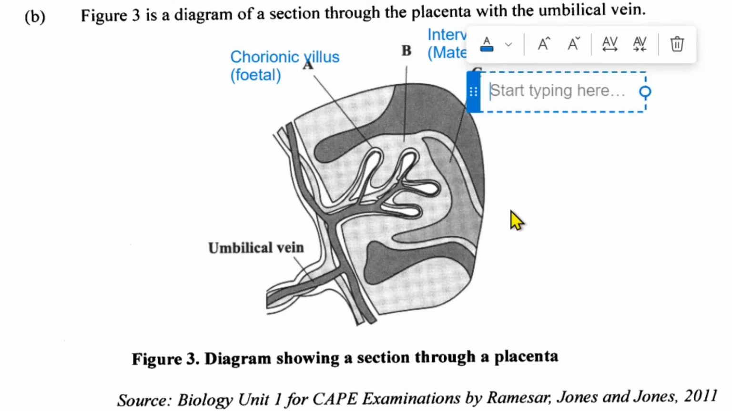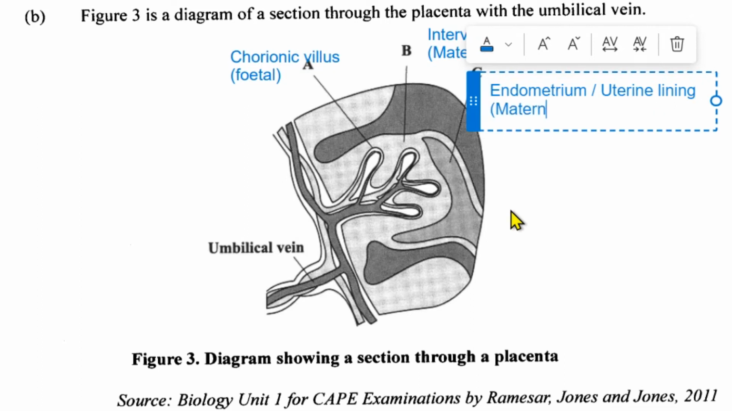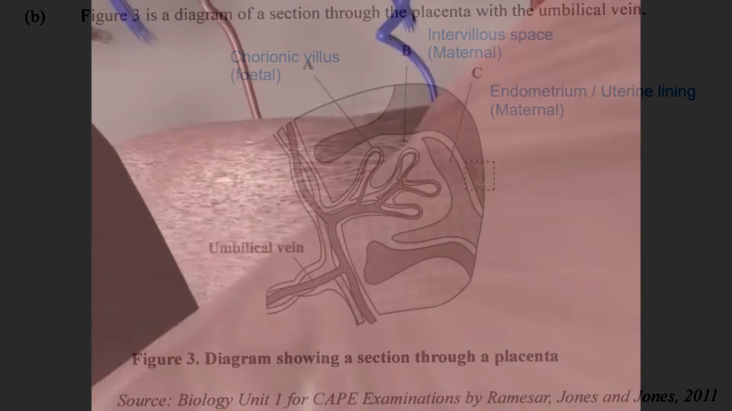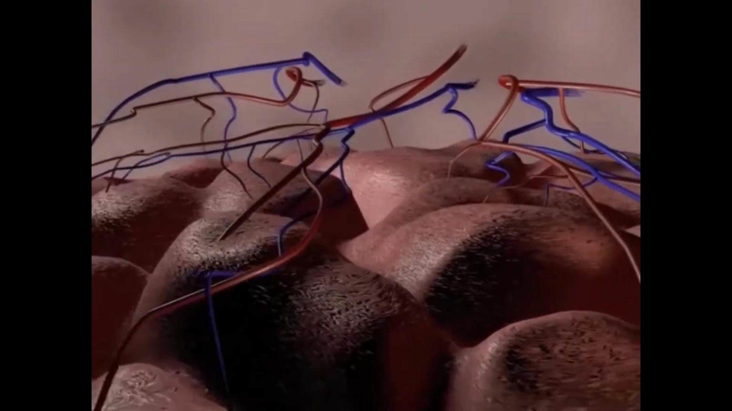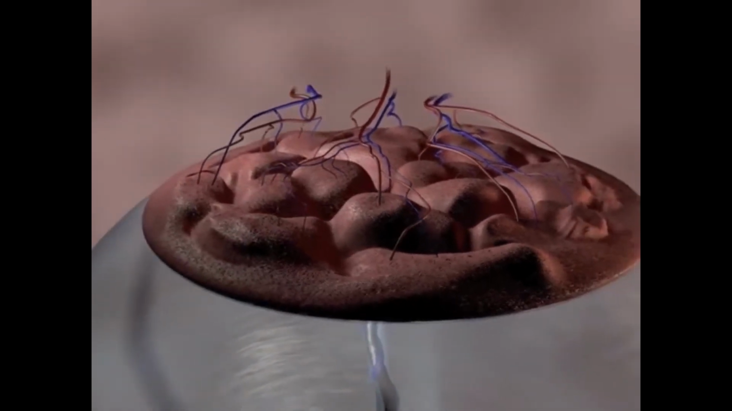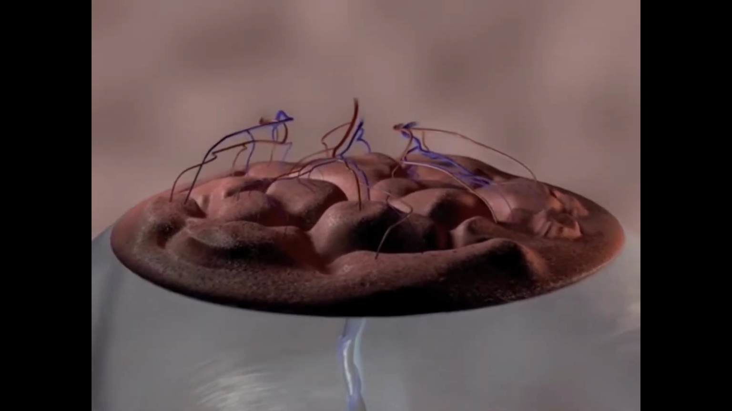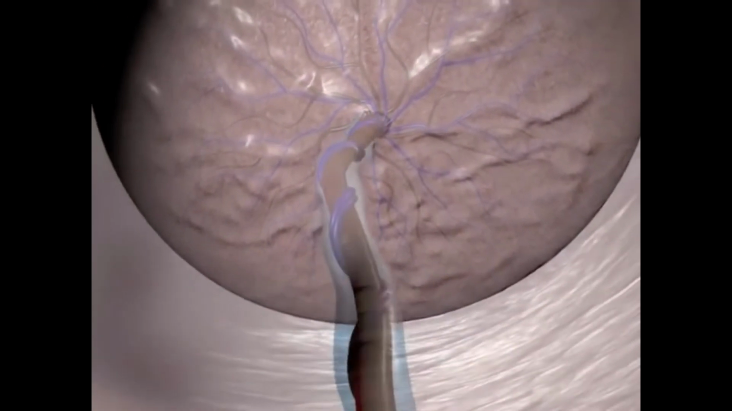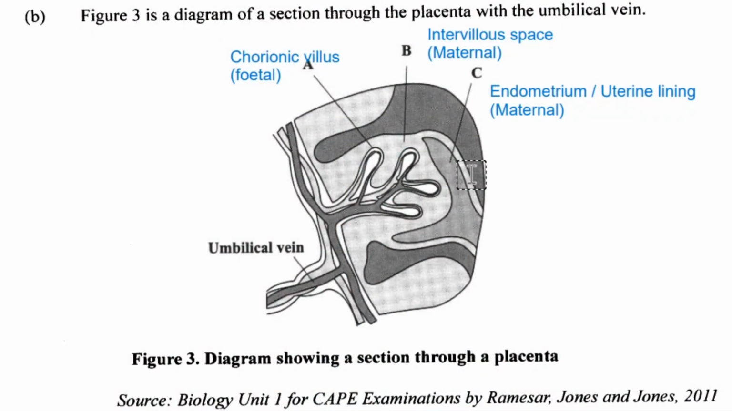Finally, for C, this is going to be the endometrium or the uterine lining, and this is also going to be of maternal origin. This is where the implantation of the embryo is going to occur, and via the umbilical cord and the placenta, there's going to be exchange of materials and storage of materials and nutrients that's going to allow development of the embryo into a fetus, until it could become a baby.